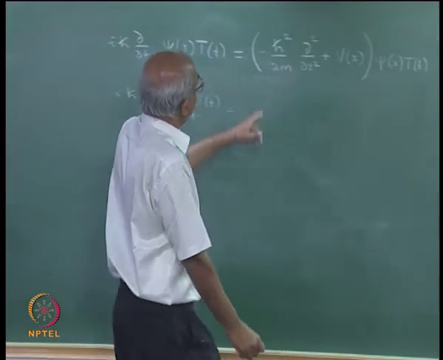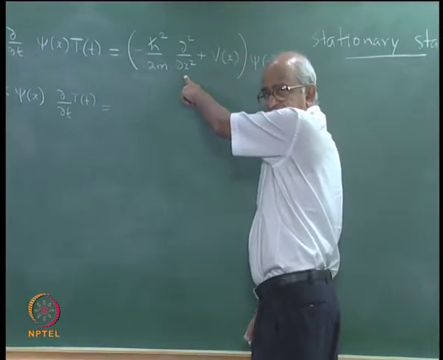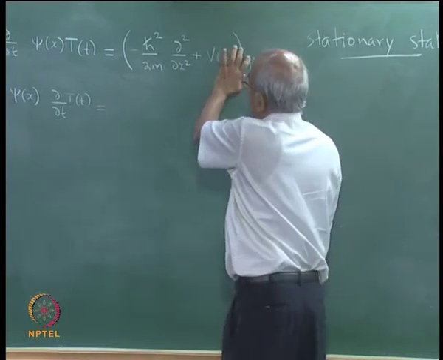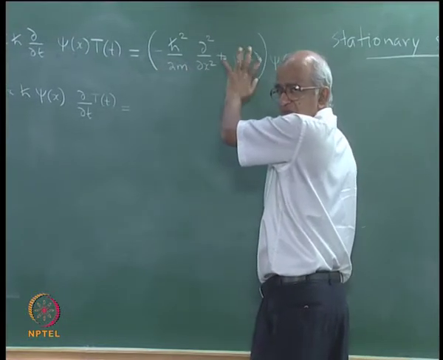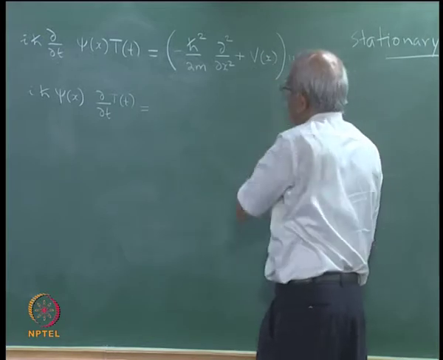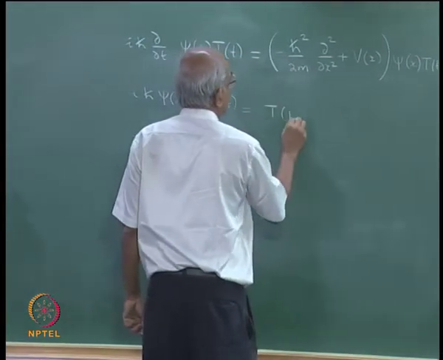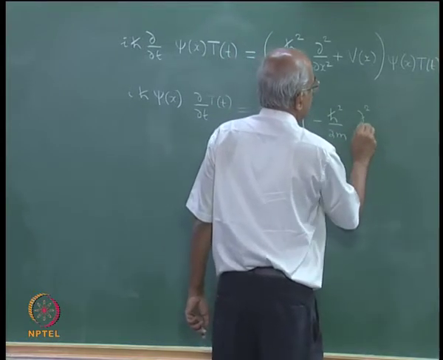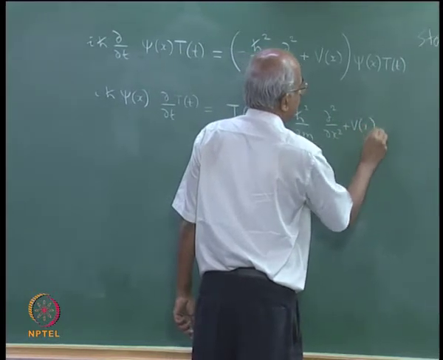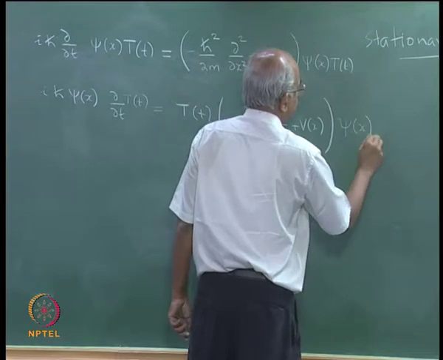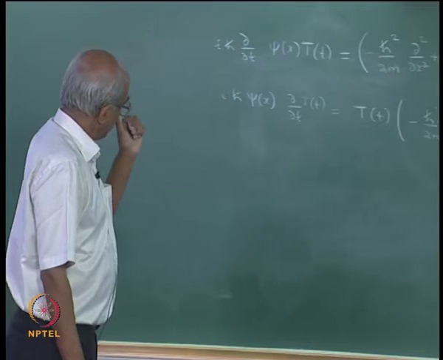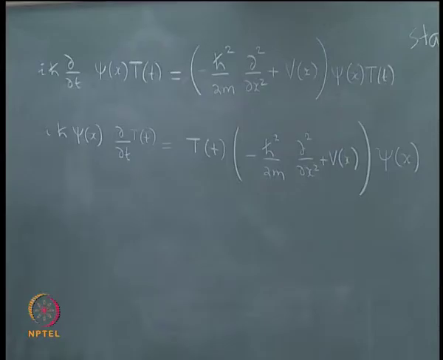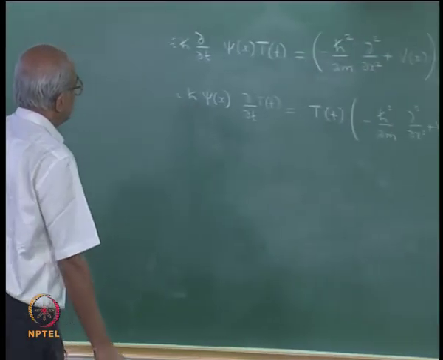the right hand side. On the right hand side, you have partial differentiation with respect to x. So, this is going to affect only psi, it is not going to affect capital T. So, this capital T is completely unaffected by whatever is there in this operator, because there is no time anywhere in this operator. So, you can take this capital T of t outside, and then you will have minus h cross square by 2m dou square upon dou x square plus v of x operating upon psi of x. Okay. Now, I am going to rewrite this in the next step.